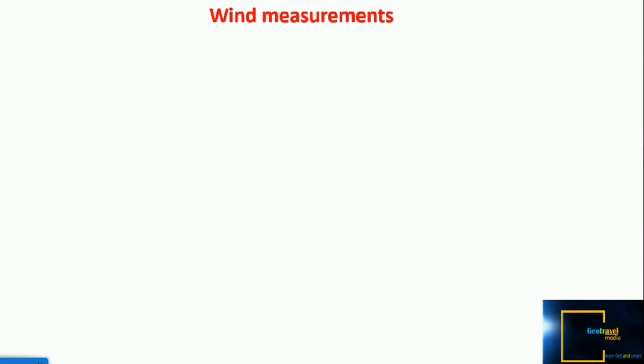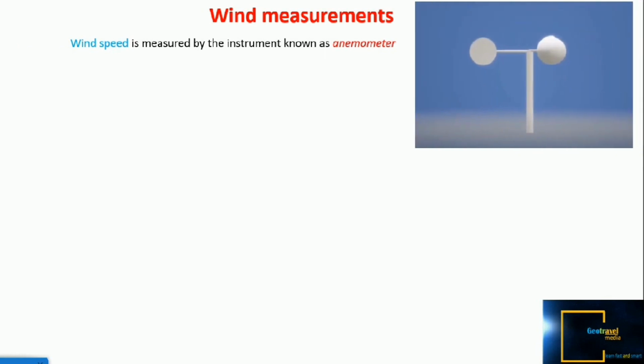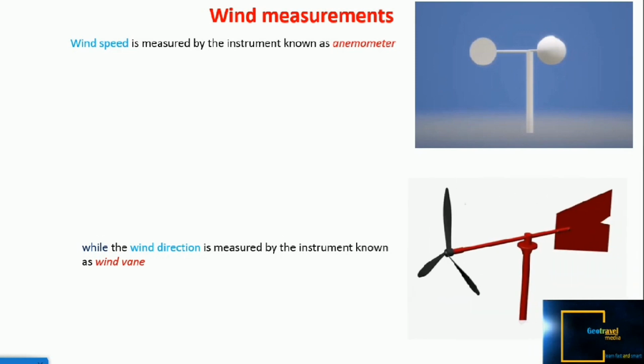Wind measurement. Wind is measured in terms of its speed and direction. Wind speed is measured by the instrument known as an anemometer, and this is a picture which shows how an anemometer looks. While the wind direction is measured by the instrument known as a wind vane, and this is the instrument which shows how a wind vane looks.